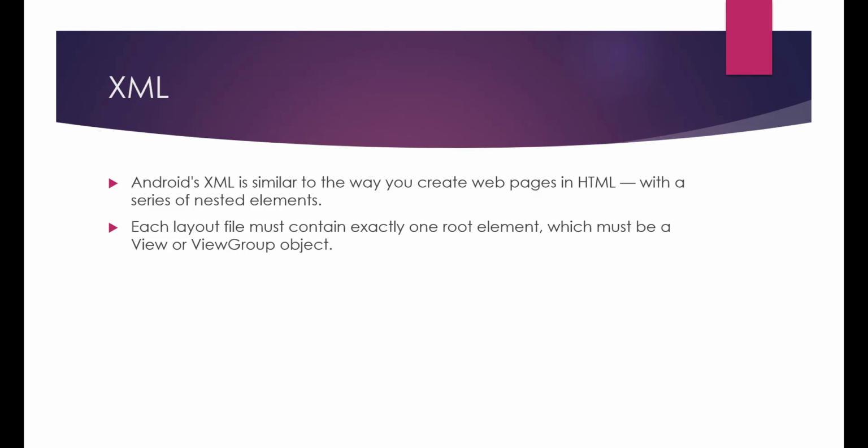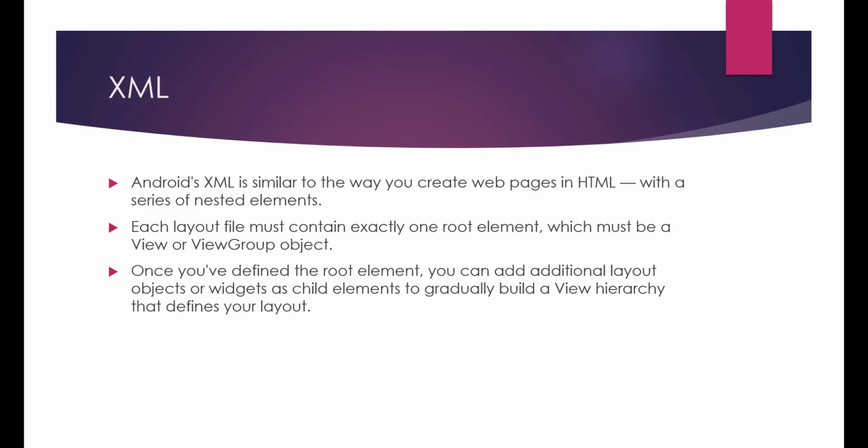This root element could be a view or a view group object. We usually have that as a view group object, like the constraint layout we had in our example. Once you have defined that root element, you will start adding additional layout objects or widgets. These objects or widgets will be children to that parent element or root element, and that will build up your view hierarchy that will define your layout for that activity.